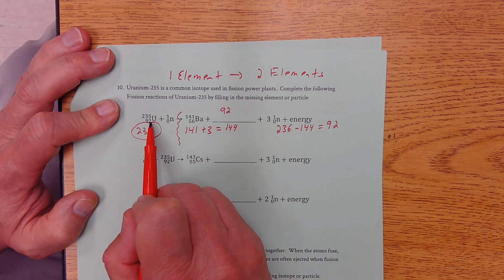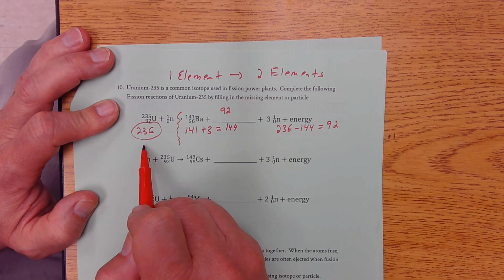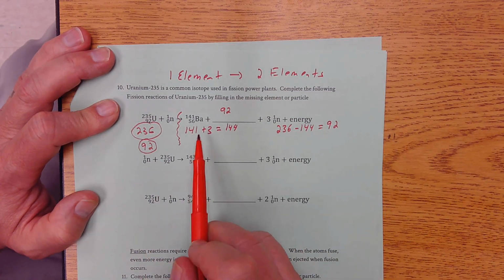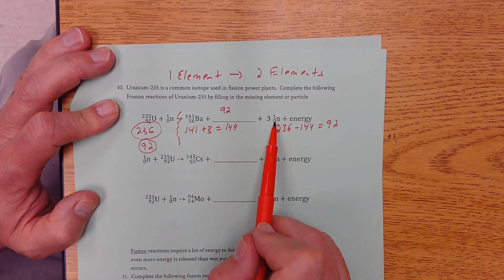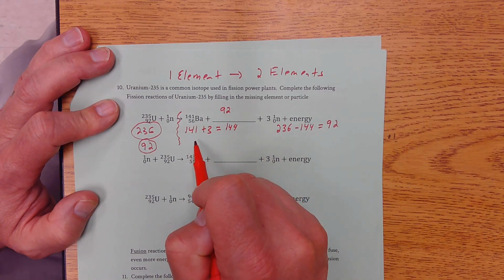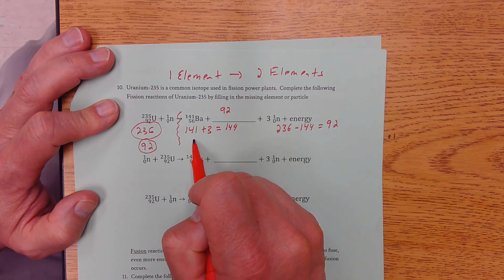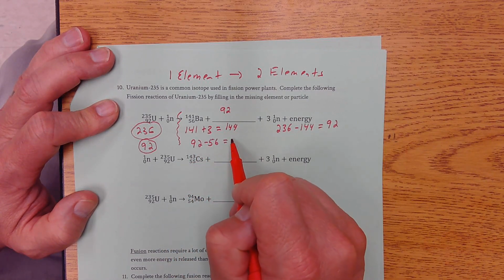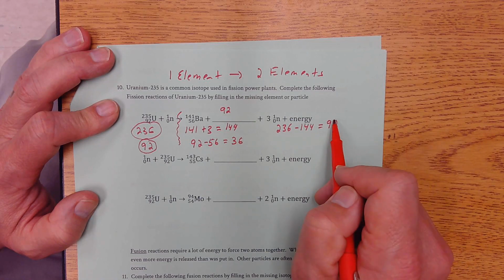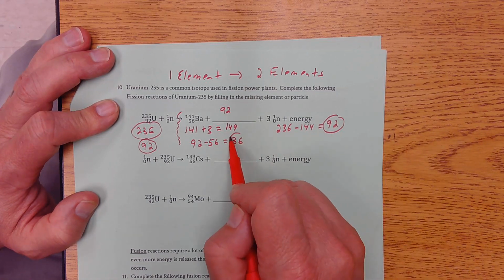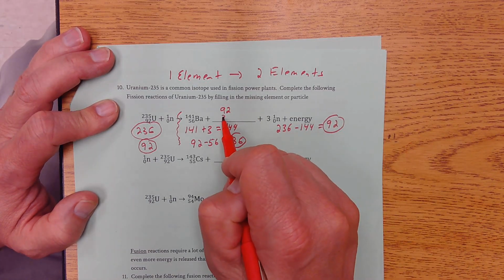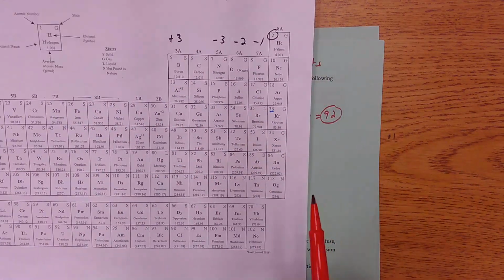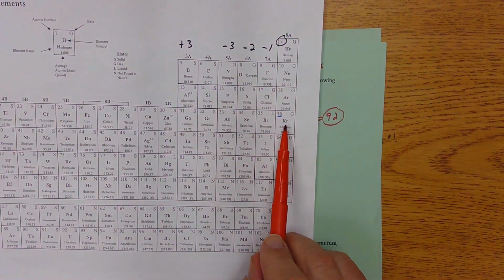For protons, we have 92 protons here and 0 here, so there's a total of 92 protons on the left side, and on the right side we have 56 and 0. So I need to get more, right? So I'm going to do 92 minus 56, and I get 36 as my missing number of protons. So this is 36. And then if I look at the periodic table, element 36 is krypton.